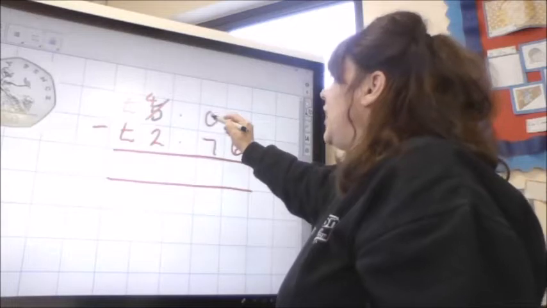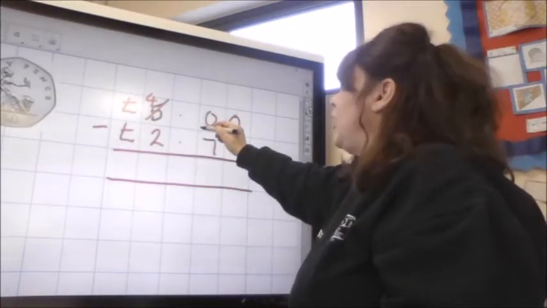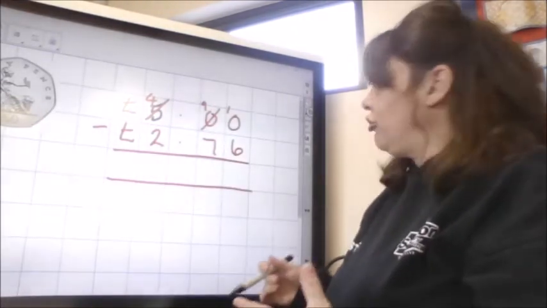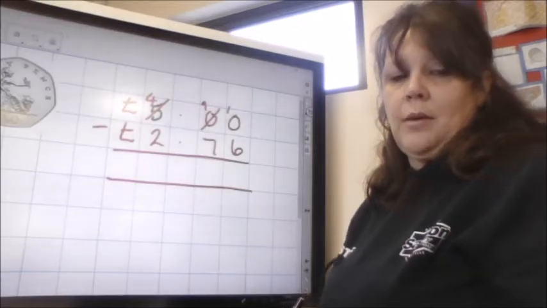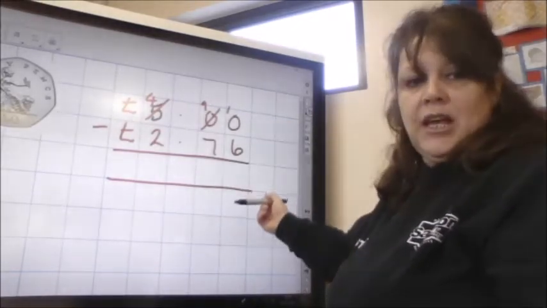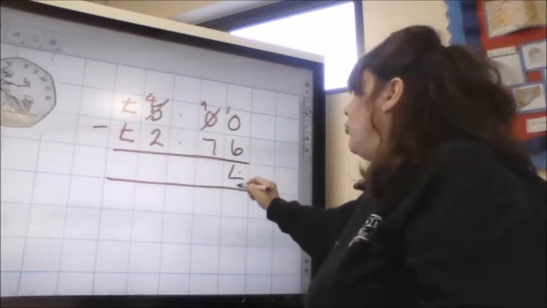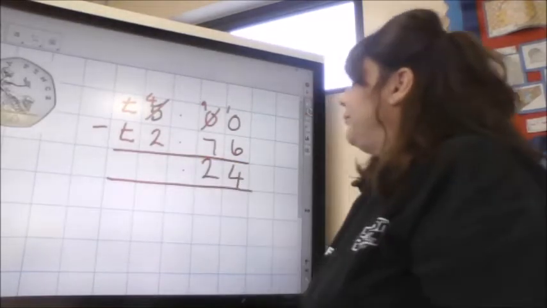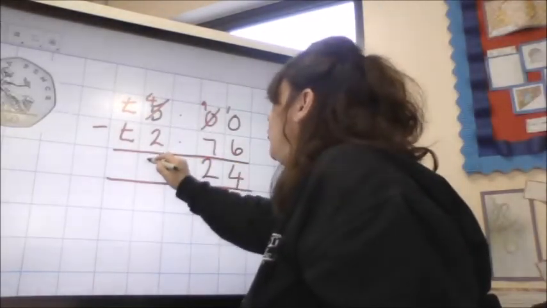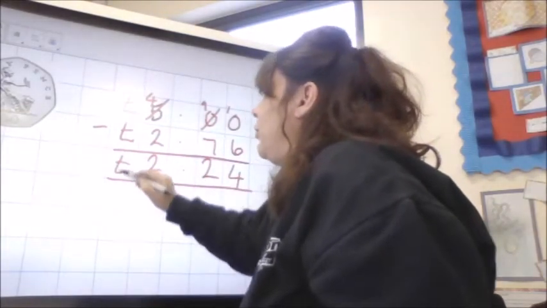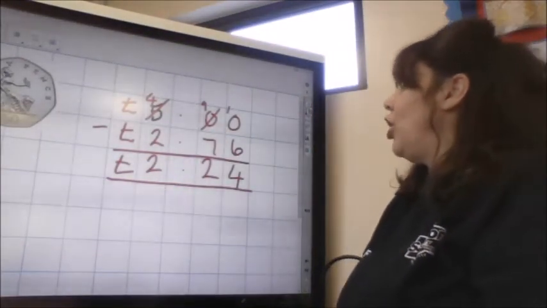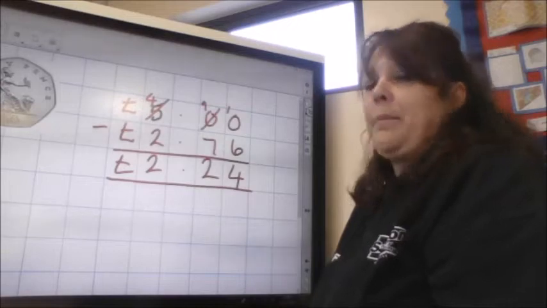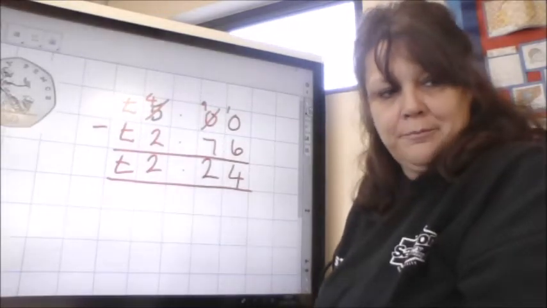Cross out that. I've now got £4. Now here I would make that 10, but I'm going to use it straight away, so I'm going to put 9 there and give that one there. Just the same as we would if we were using exchange in any of the others. So 10 take away 6 is 4. 9 take away 7 is 2. 4 take away 2 is 2, and I put my pound sign there. So I have got £2.24 change.